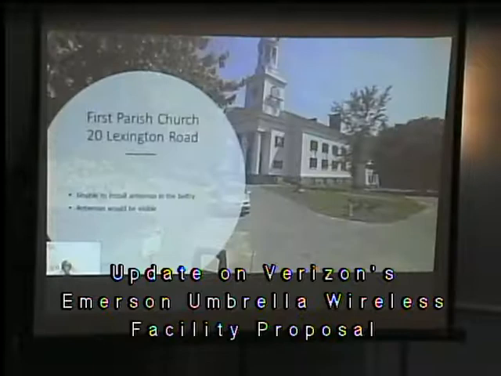Next, we looked at the First Parish Church, 20 Lexington Road. You can see it's the belfry here. There's the bell here. It would not be possible to locate those antennas there and to have them concealed, so that installation would not work.